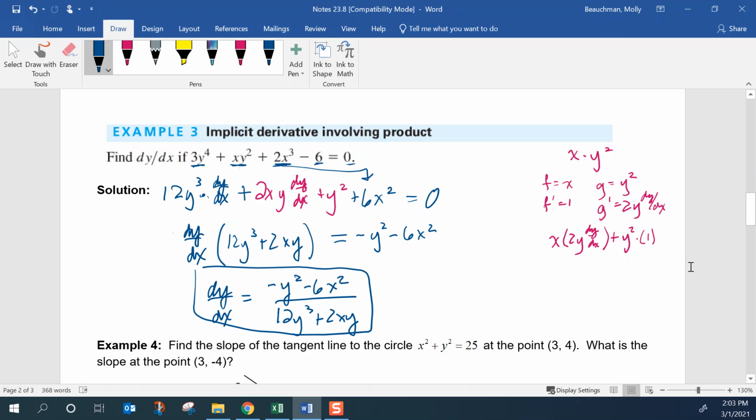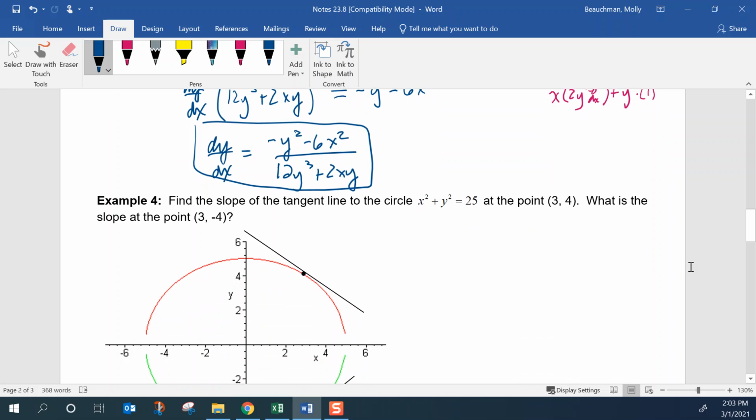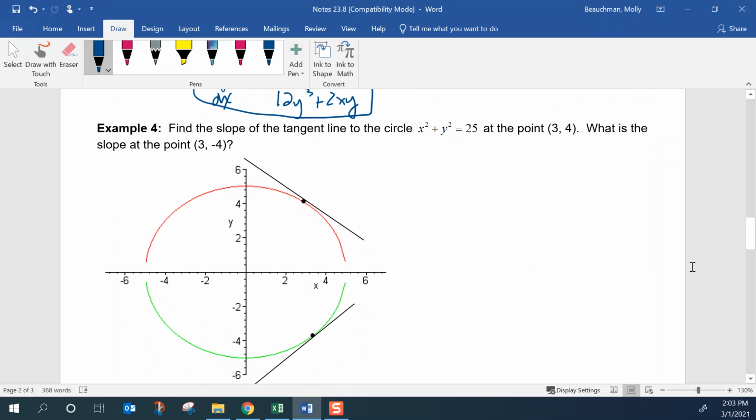All right, let's take a look at an example when we have the equation of a circle. Remember that the derivative is the slope of the tangent line. So if we want to find the slope of the tangent line to the circle x squared plus y squared equals 25 at the point 3, 4, and then find the slope at the point 3, negative 4. So here's my circle with radius 5 and my two tangent lines. First thing I do is take the circle, x squared plus y squared equals 25, and find the derivative.